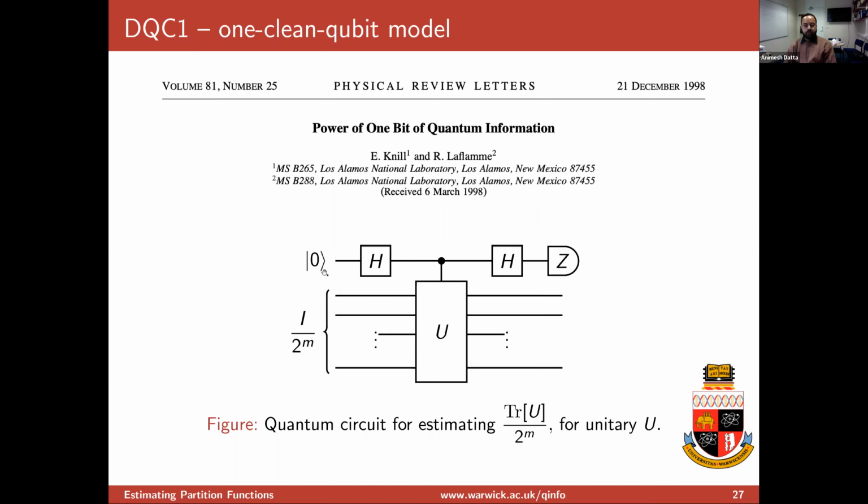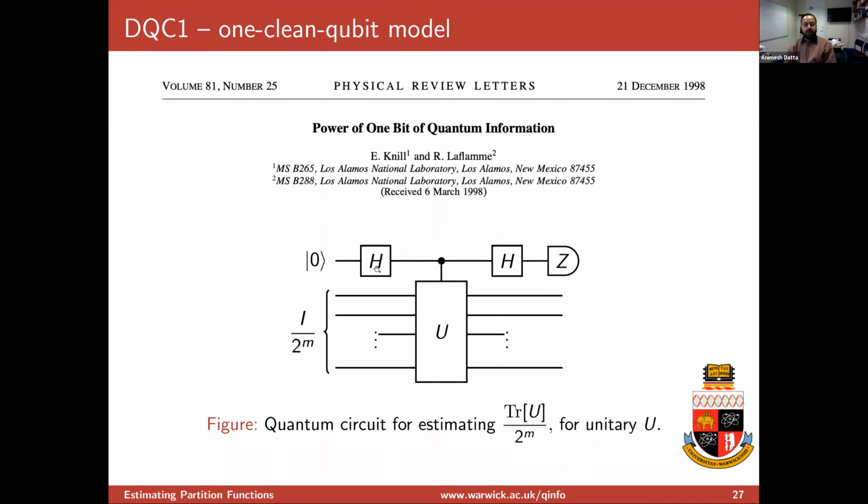I have one qubit, which is in the state 0, and then I have m other qubits, which are in the completely mixed state. If I have a qubit in the completely mixed state, its density matrix is half times the identity. And then if I have m of those, I have the 2 to the m dimensional identity with the proper normalization. And then I implement this quantum circuit.